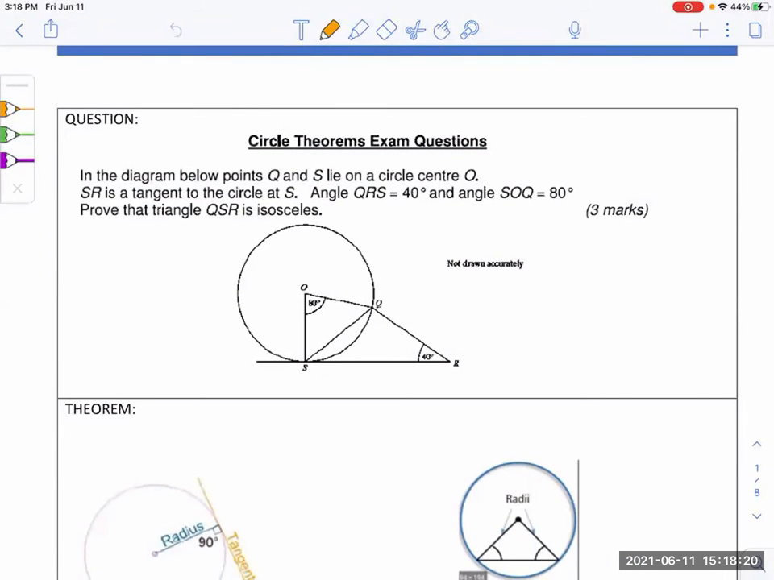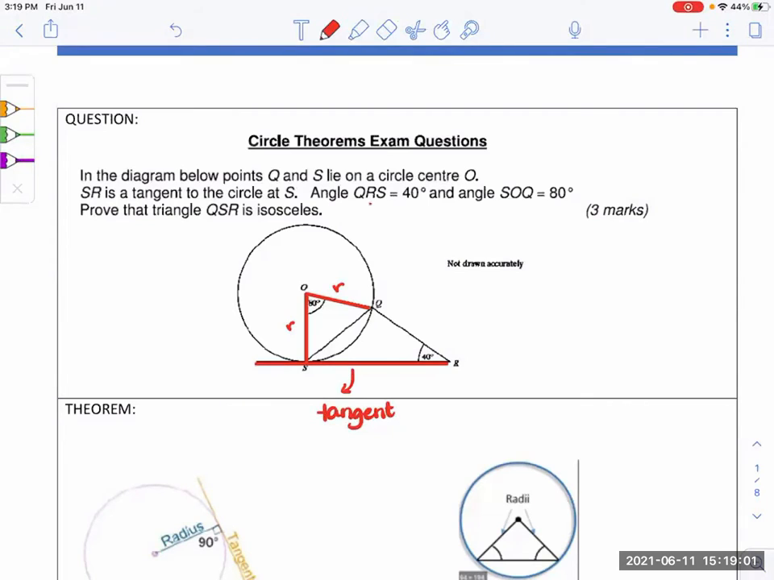We have points Q and S that lie on the center of the circle. If a line starts from the center and touches the circumference, we have a special name for that. It is called the radius. Do you all agree? Yes. Right. Now, a tangent touches the circle at one point. So this line here is what we call a tangent.